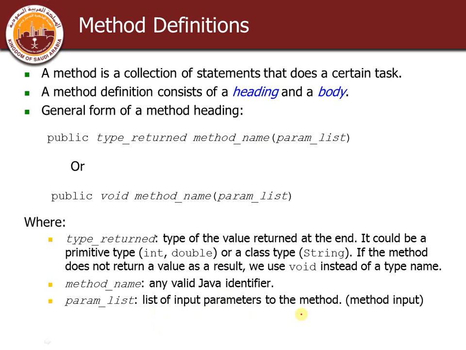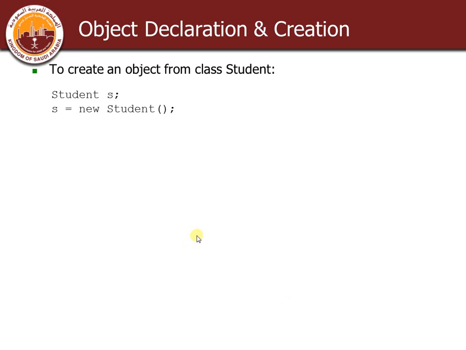And a list of parameters, and this is going to be used as an input. So let's have a look at this. Once I have created the class student, how can I use it? I can use the student like this. I can use this as a way to declare an object of student.